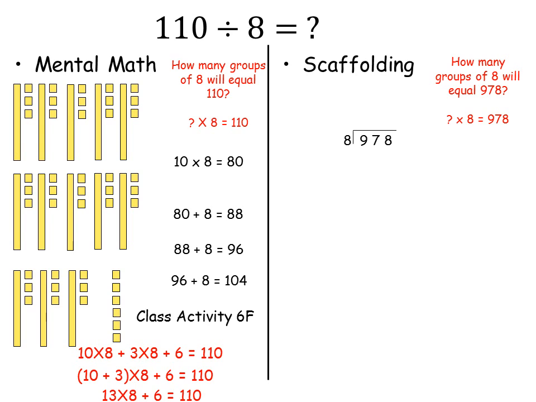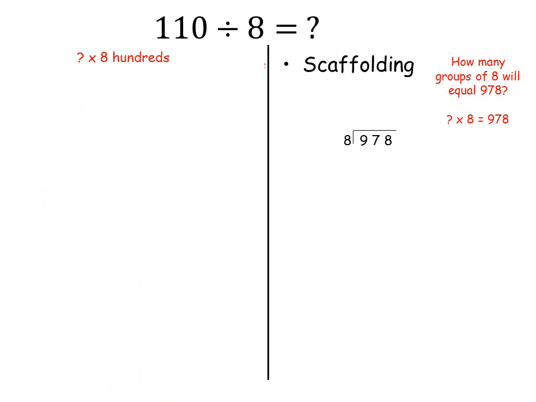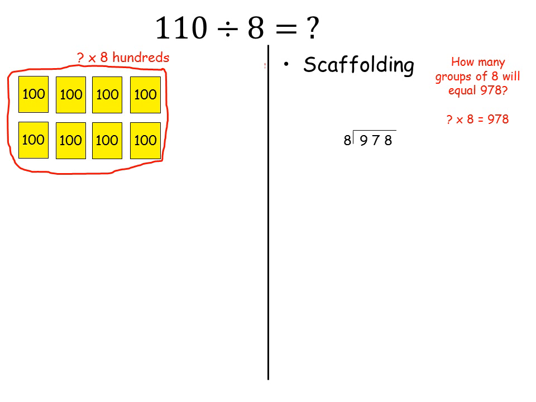So what I want to do is scaffold out in groups of 8. So this is how I would scaffold out in groups of 8. I would say, well, how many groups of 800s? Well, I know there's not going to be any thousands because my number is less than 1,000. So I'm going to start with hundreds. How many groups of 800s is in 978? Well, one group of 800. I know that 2 groups of 800 would be too much.